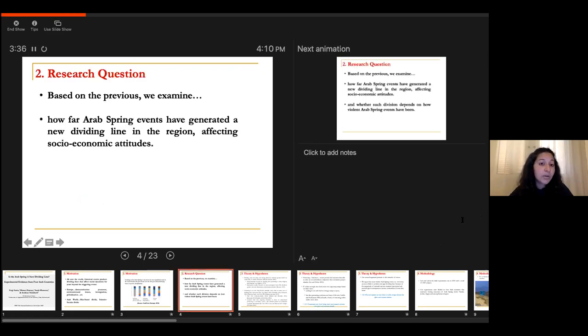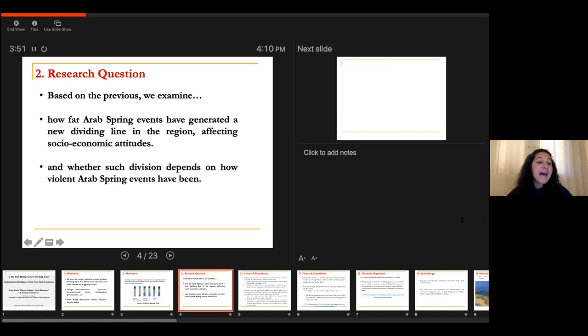Accordingly, our research question is the following. We try to examine how far Arab Spring events have generated a new dividing line in the region, affecting the socioeconomic attitudes of the populations of the Arab Spring countries, and whether such division depends on how violent Arab Spring events have been.